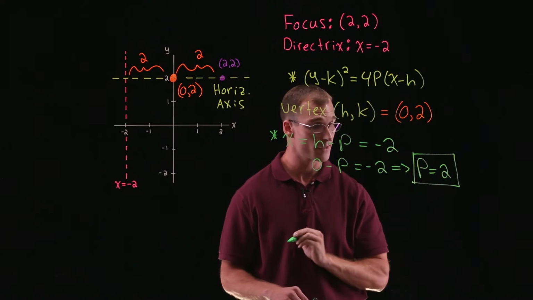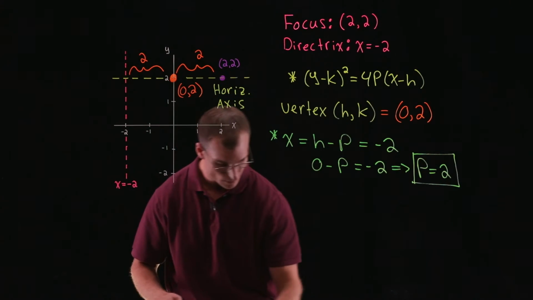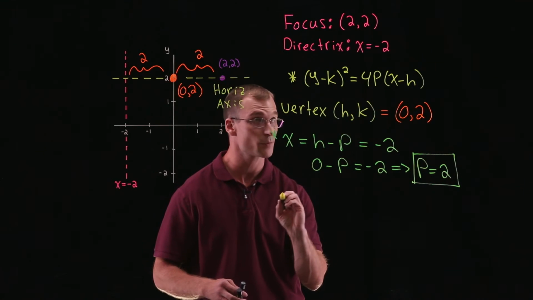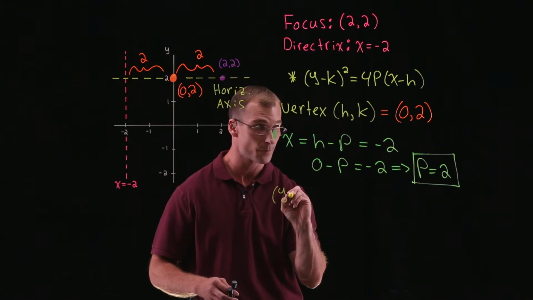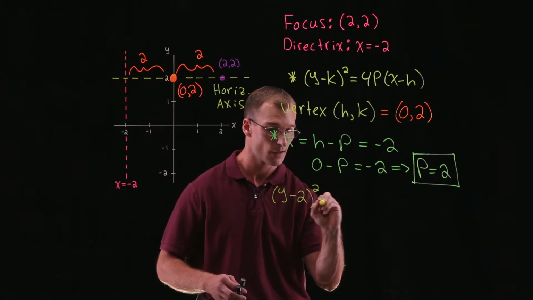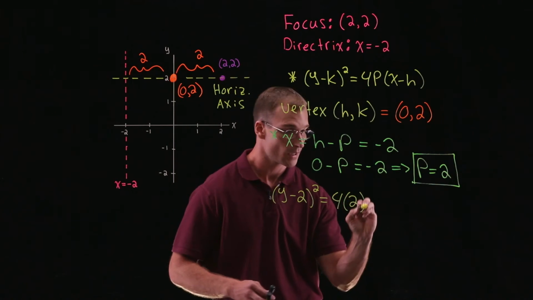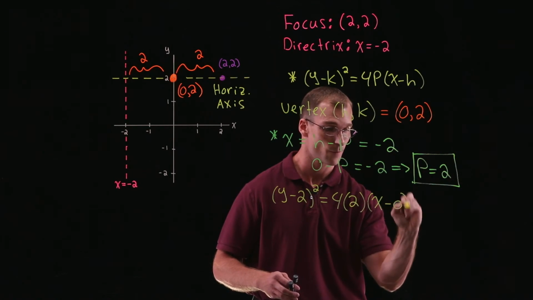Okay, now we have everything, so go ahead and plug it in. Back to our standard form of our equation, we'll put everything in and then simplify if we need to. So we're going to have (y minus k), or (y minus 2) quantity squared, is equal to 4p, or 4 times 2, times the quantity (x minus h), or (x minus 0).